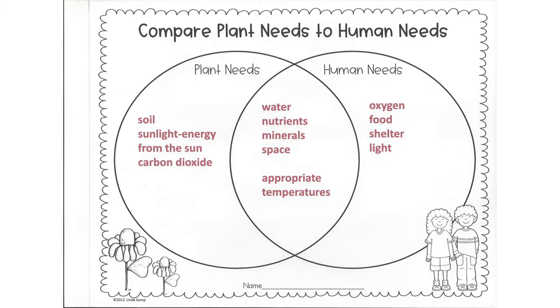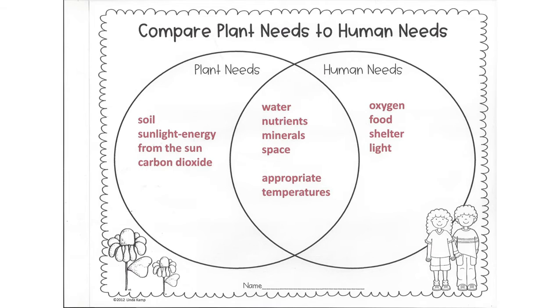So, some things that plants need are soil, the sunlight for energy from the sun, and carbon dioxide. Those are three things that plants need that we don't need. We don't need soil. We don't need carbon dioxide. We need light, but we can get it from other places besides just the sun.